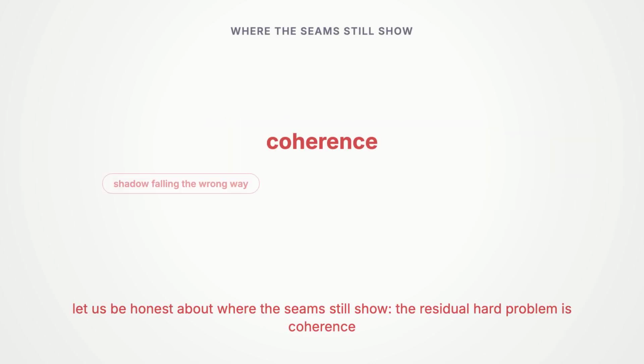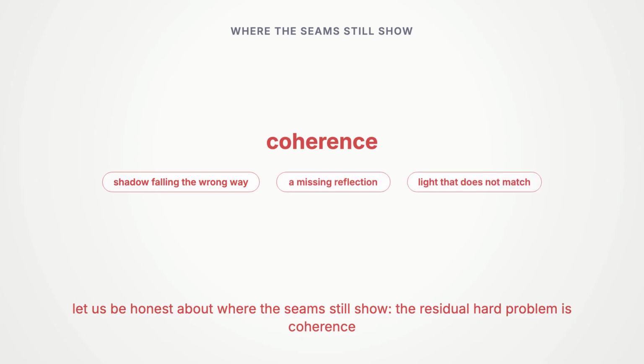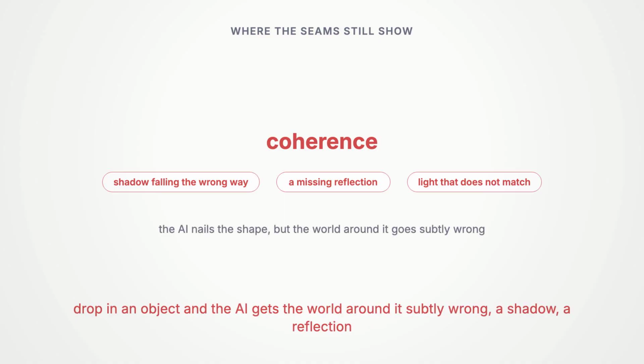So let us be honest about where the seams still show, because they teach the whole episode in reverse. The residual hard problem is exactly the one we started with: coherence. Drop a new object into a photo and the AI can nail its shape and still get the world around it subtly wrong. A shadow falling the wrong way, a reflection that should be there and is not, light that does not quite match the rest of the room.